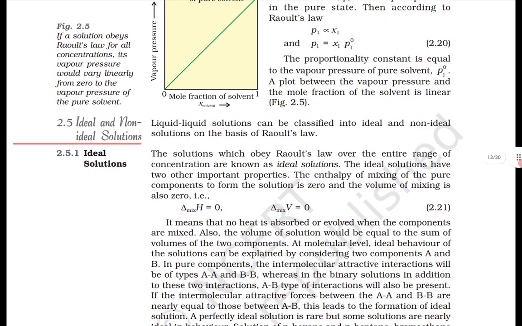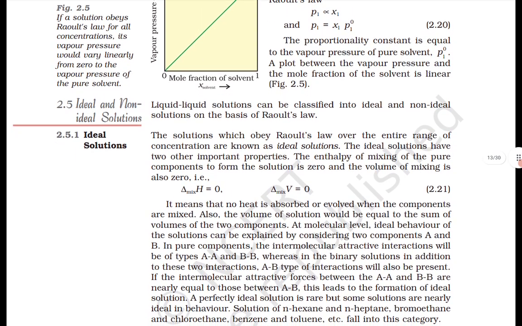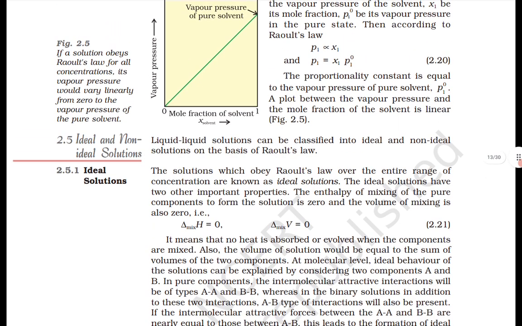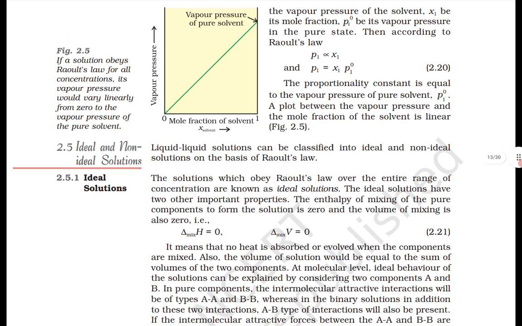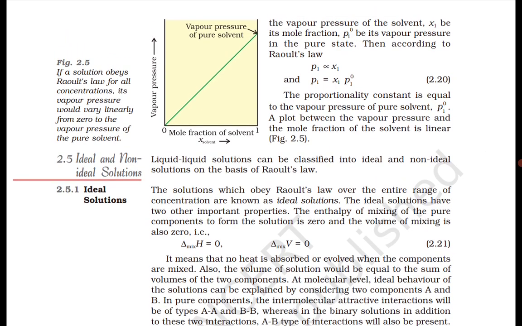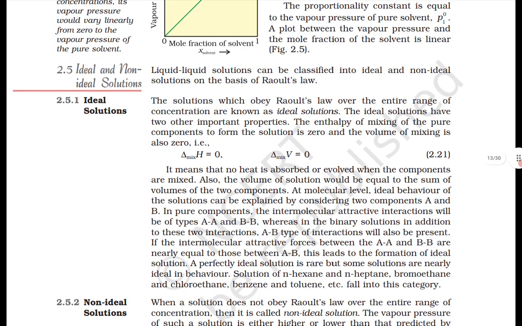A plot between the vapor pressure and the mole fraction of the solvent is linear, as shown in figure 2.5. Figure 2.5 shows that if a solution obeys Raoult's law for all concentrations, its vapor pressure would vary linearly from 0 to the vapor pressure of the pure solvent.